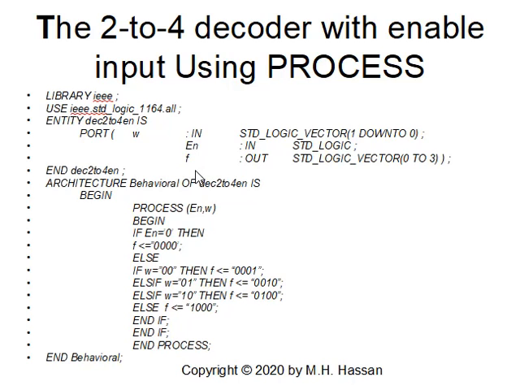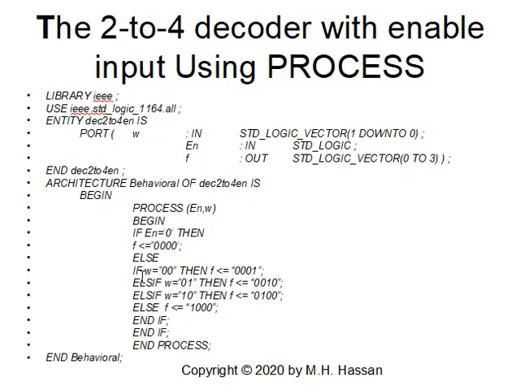And I have F as the output, which holds the minterms, as a standard logic vector from 0 to 3. I will end the entity, architecture behavioral of DEC2to4EN is begin. Now the process elements are EN and W, because the process is sensitive to those changes. So EN and W, I will begin: if EN is 0, then all zeros will be assigned to F.